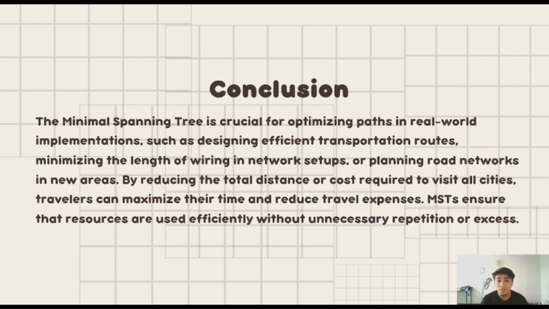The minimum spanning tree is used for optimizing many real-world implementations, such as designing transportation routes and minimizing the cost of laying out a network setup. Road networks are improved in new areas by reducing the total distance or cost required to visit all cities. Travelers can maximize their time and reduce travel expenses with MST. The resources are used efficiently without unnecessary repetition or excess.